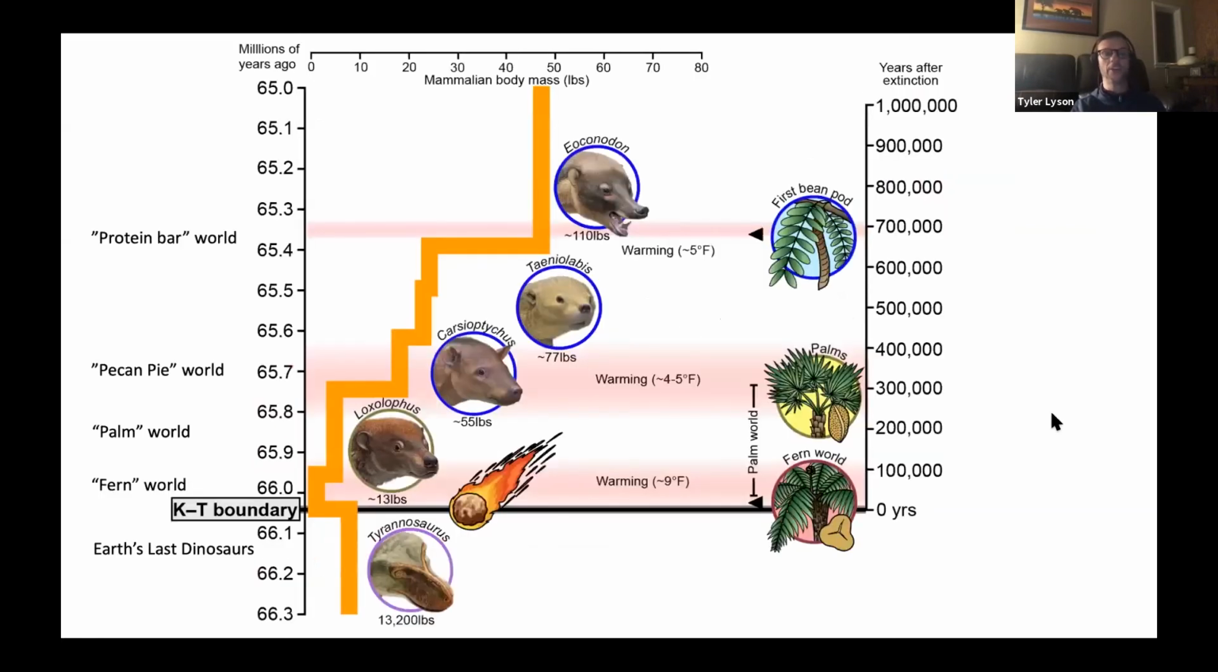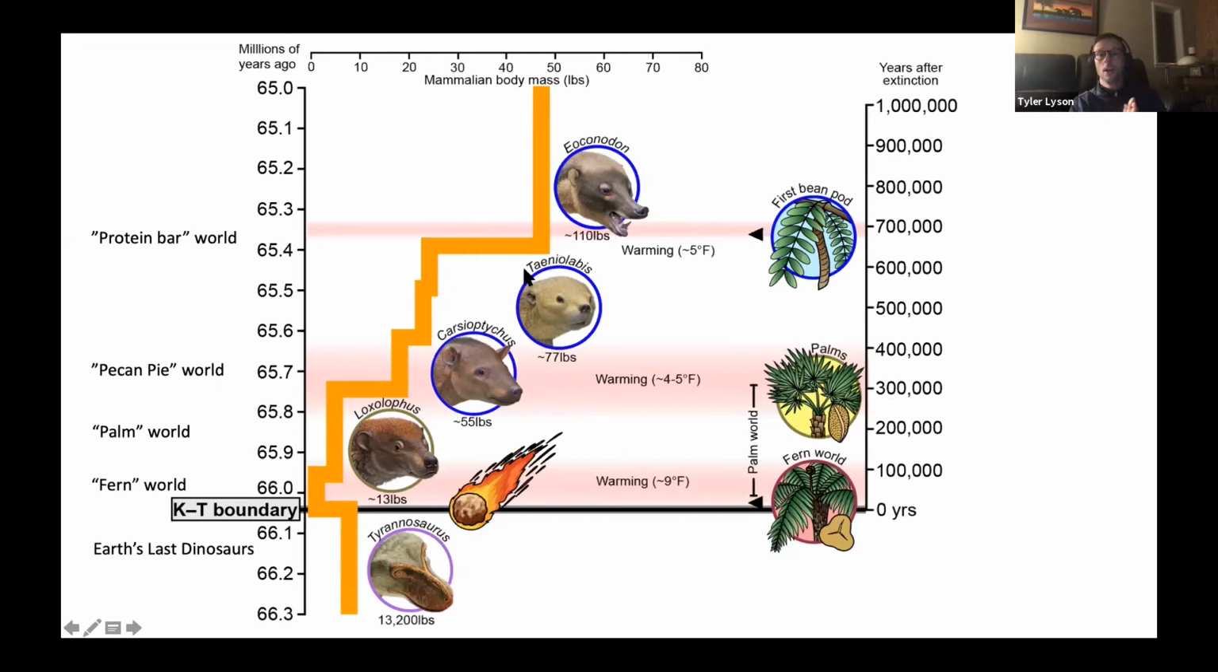And we found that there were 3 distinct warming intervals after the mass extinction. One that lasted for about 100,000 years immediately after the mass extinction. One that correlates with the diversification of the walnut family, or the pecan pie world, and also correlates with the appearance of these larger mammals. And then this last warming interval up here, which correlates with the appearance of legumes, as well as the appearance of these much larger mammals.